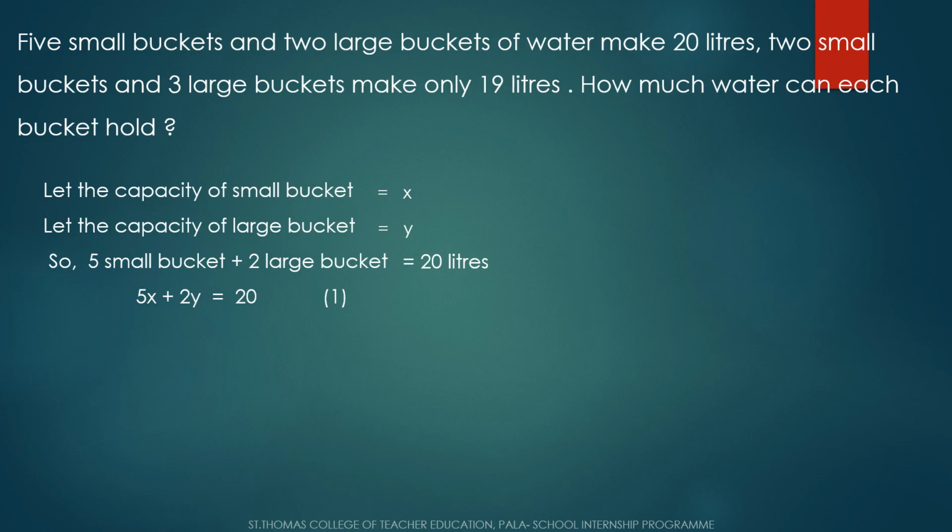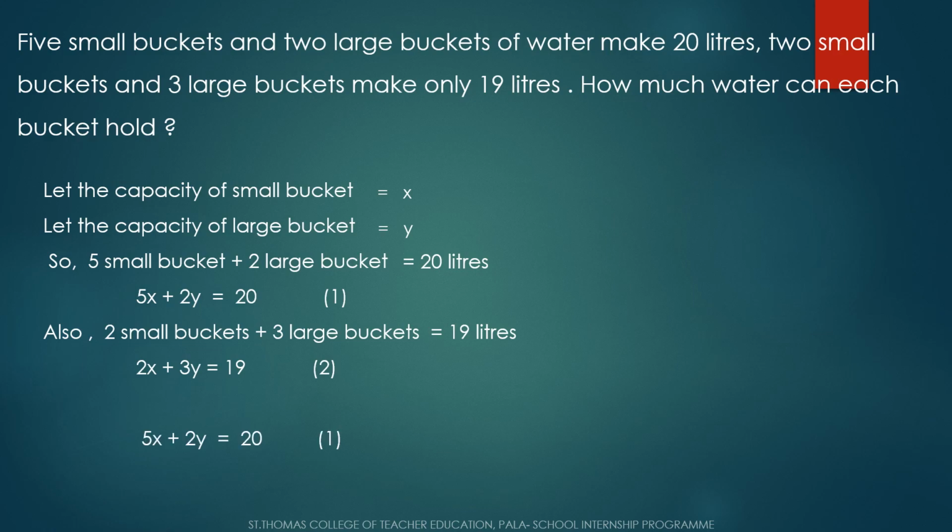Now, what does the second sentence say? 2 small buckets plus 3 large buckets give 19 liters. So, tell me the equation now. Good. 2x plus 3y equal to 19, isn't it? And we call this equation number 2. So, here we got two equations: 5x plus 2y equal to 20 and 2x plus 3y equal to 19. Look at these two equations carefully. Okay, and tell me what you have found out.